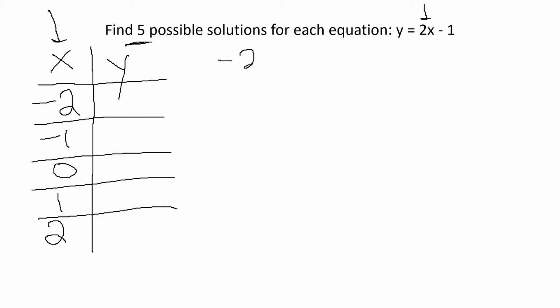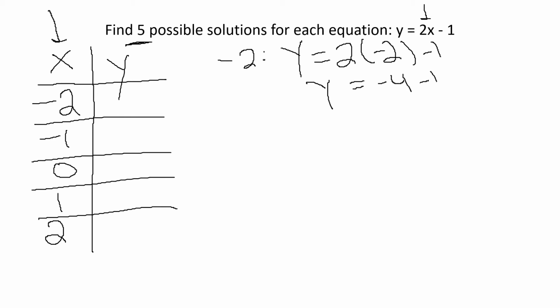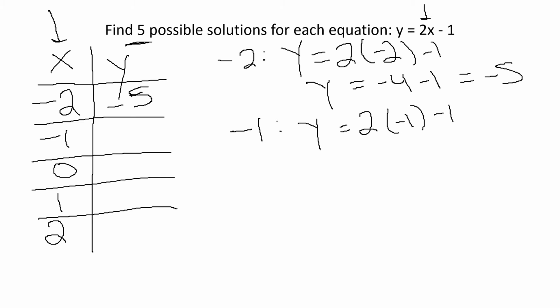So basically, if I give X the value of -2, then Y is going to equal -5. That is a terrible 5. Okay, if I give X a value of -1, then Y is going to equal -2 minus 1. When X is -1, Y has a value of -3.